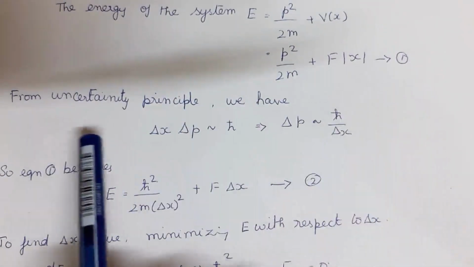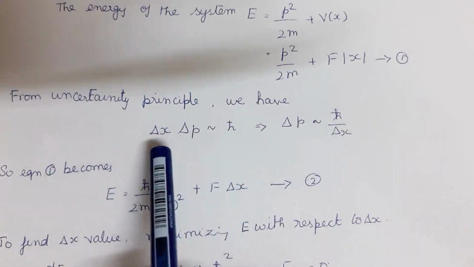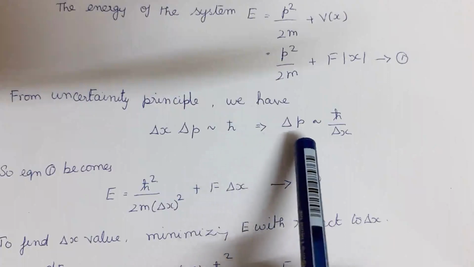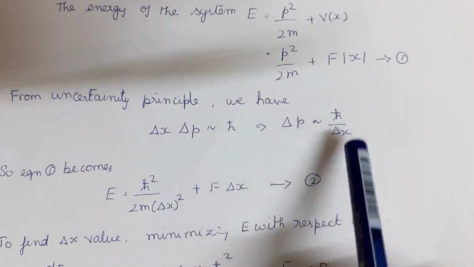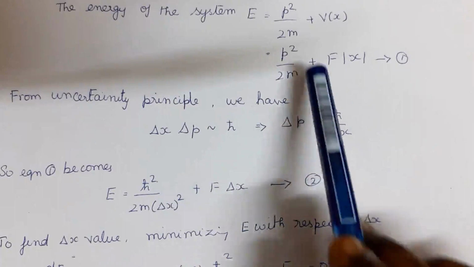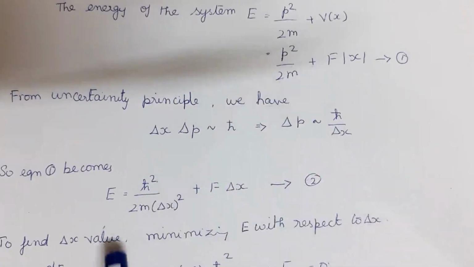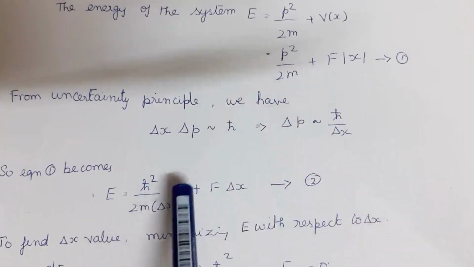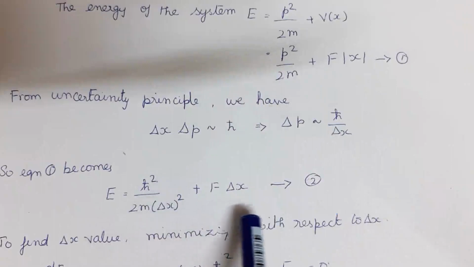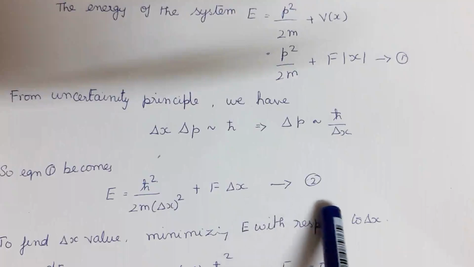Now from the uncertainty principle we have delta x into delta p is approximately equal to h cross. Then delta p is equal to h cross divided by delta x. Now substitute the value of momentum in the above expression. We will be getting E is equal to h cross squared divided by 2m delta x squared plus F into delta x. We consider it as equation 2.